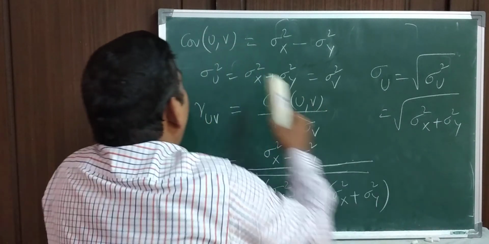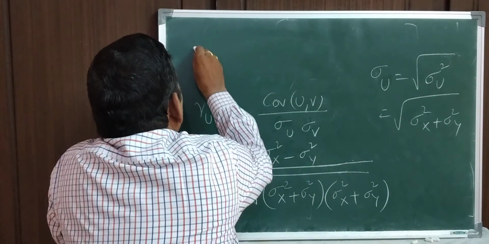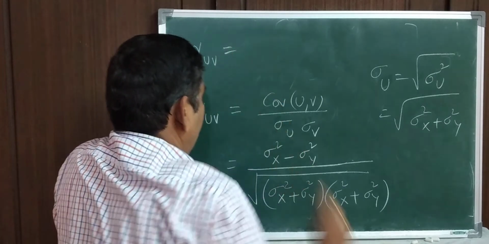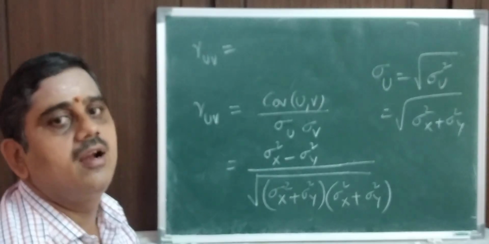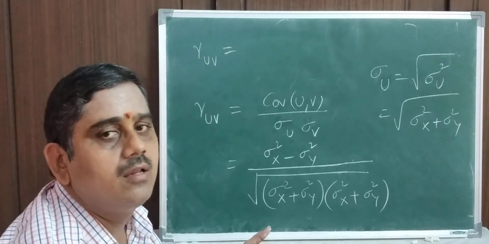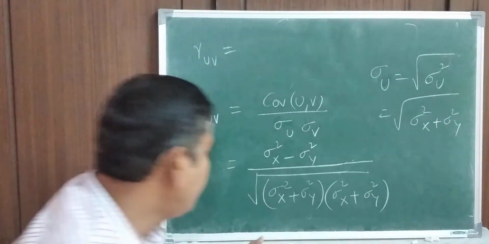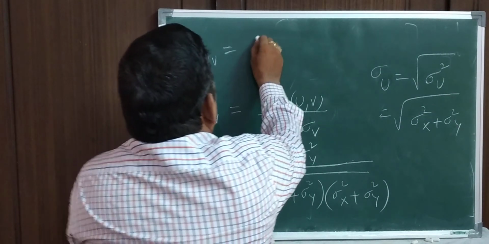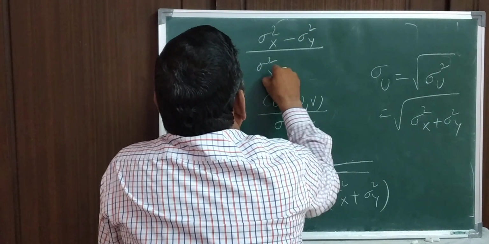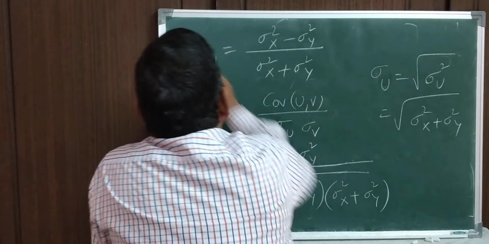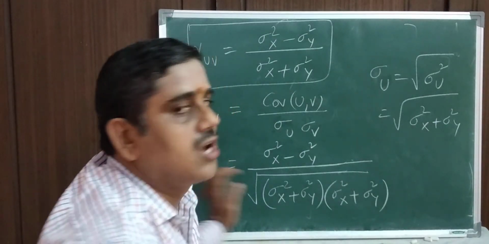Therefore, at the end, the final value of RUV. These are the two particular terms which are the same. Square root of a into a is nothing but a. Square root of a square is a. Right? So therefore, it is sigma square x minus sigma square y divided by sigma square x plus sigma square y. That is the correlation coefficient between u and v. That is what is required to calculate.